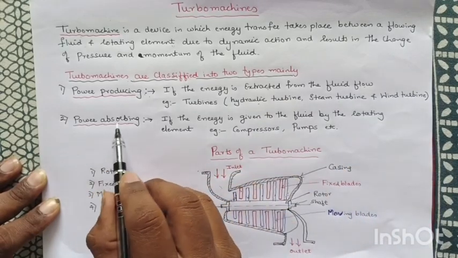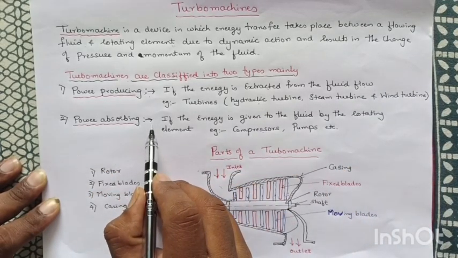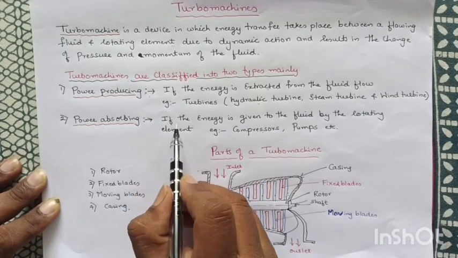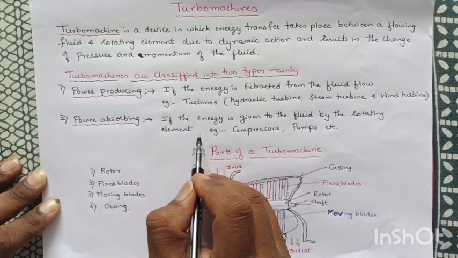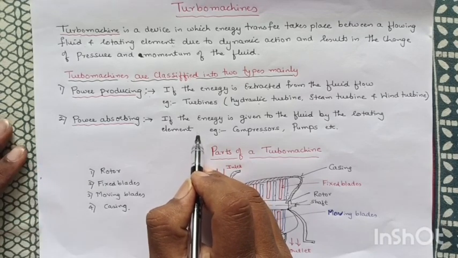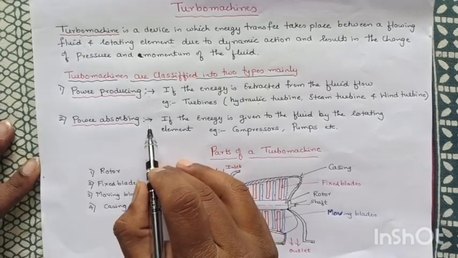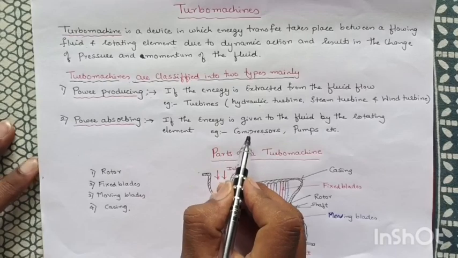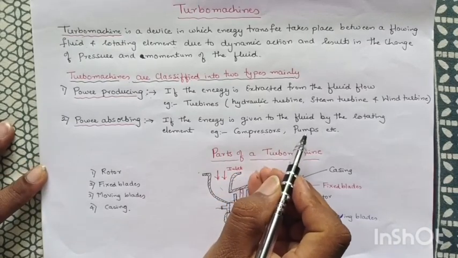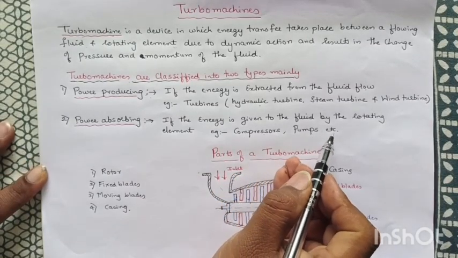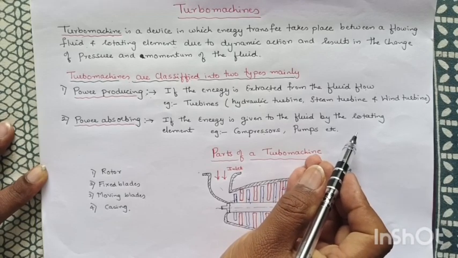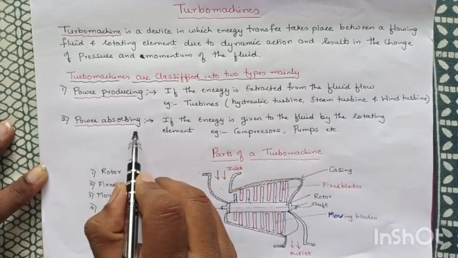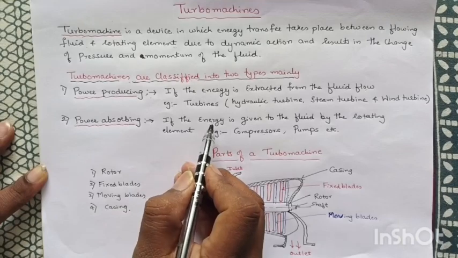Next, we will study the power absorbing turbo machine. If the energy is given to the fluid by the rotating element, then it is called a power absorbing turbo machine. For example, compressors, pumps, even the ceiling fan which we use in our homes. These are all examples of power absorbing turbo machines.